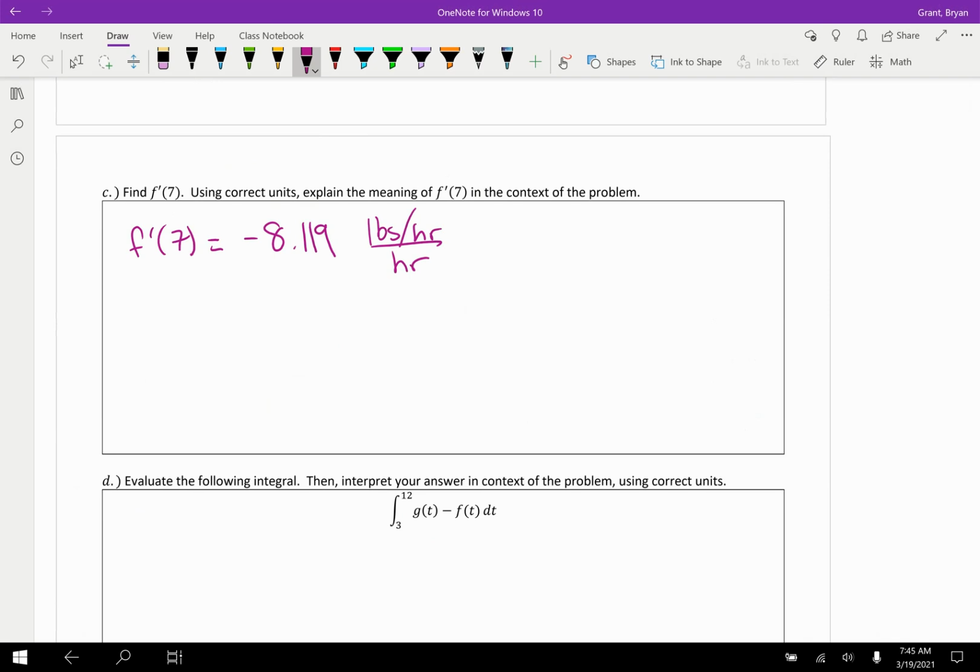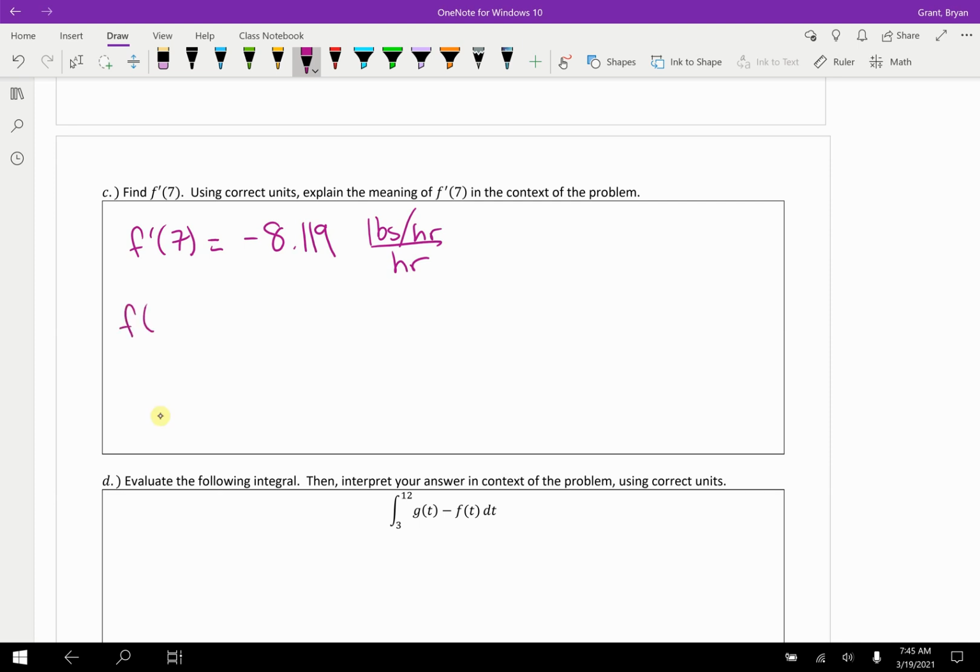What's the problem's context? Well, the problem's talking about bananas, so my answer better talk about bananas. Now, students really struggle with this pounds per hour. Although it is the acceleration, we really want to go back to what a derivative measures. This derivative is measuring how f is changing, right? F prime measures the rate of change of f. So I always start with f, right?